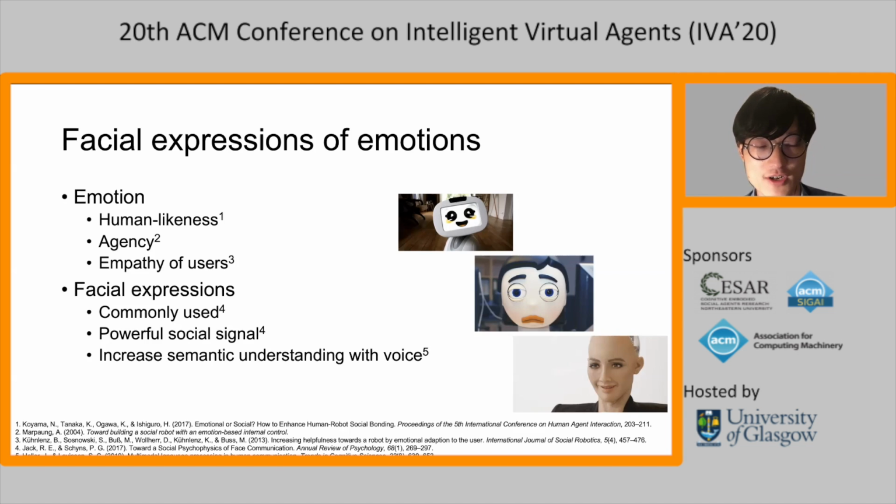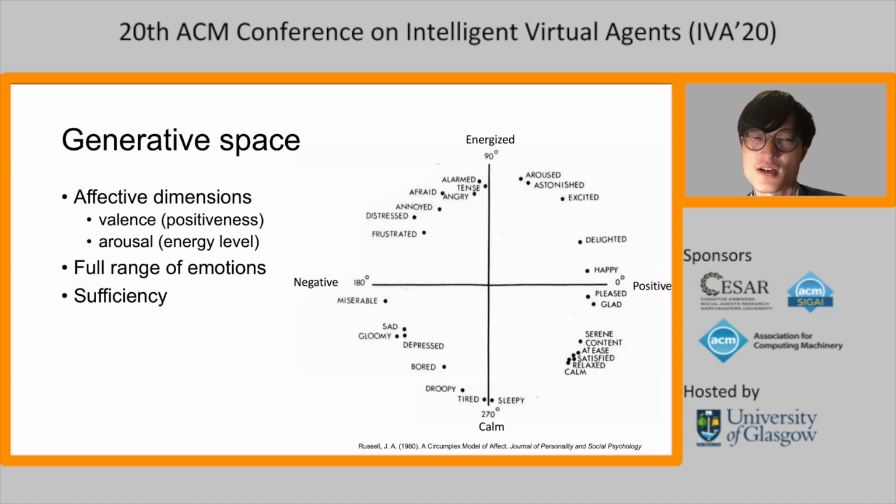Specifically, because virtual agents always communicate with participants using voice, and when voice comes with expression, it can actually increase the semantic understanding for the users. Then, why do we use a generative space? We all know that most virtual agents use categorical emotions, specifically the basic six, for example, happy, sad, surprised, disgust, and etc.